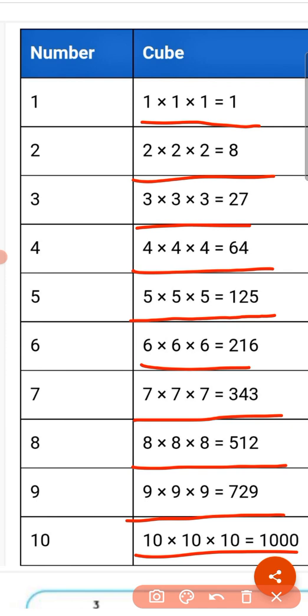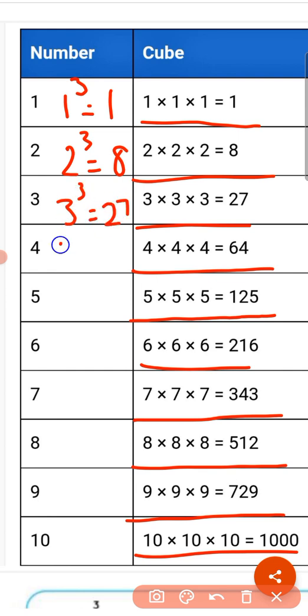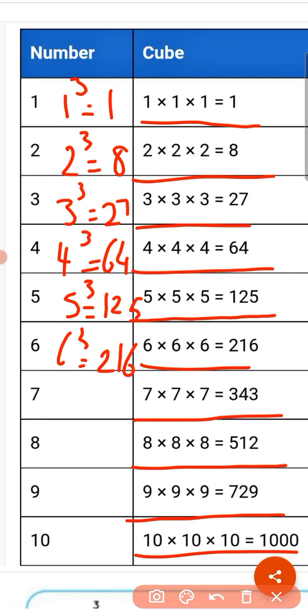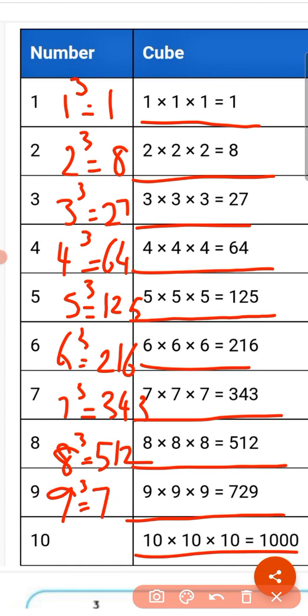Okay. So we can write it as 1 cube is equal to 1. 2 cube is equal to 8. 3 cube is equal to 27. 4 cube is equal to 64. 5 cube is equal to 125. 6 cube is equal to 216. 7 cube is equal to 343. 8 cube is equal to 512. 9 cube is equal to 729. 10 cube is equal to 1000.